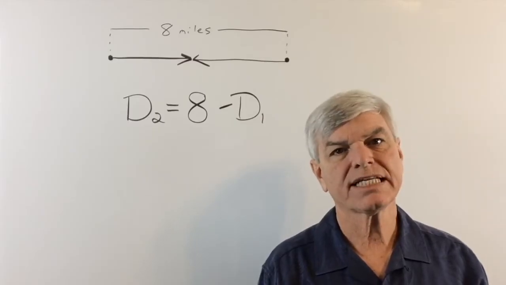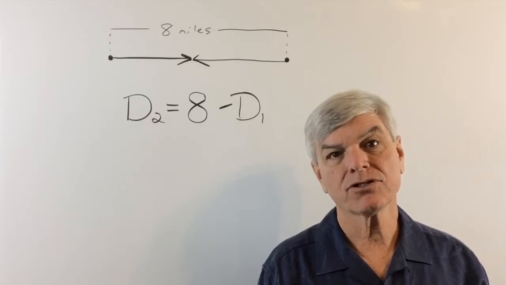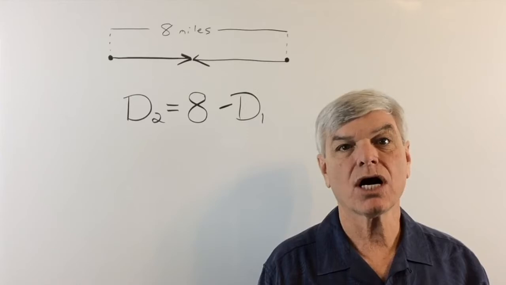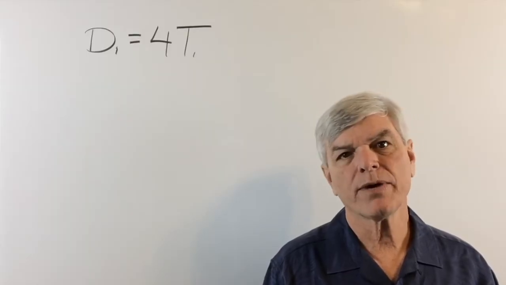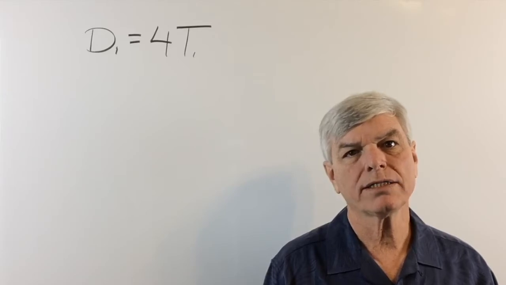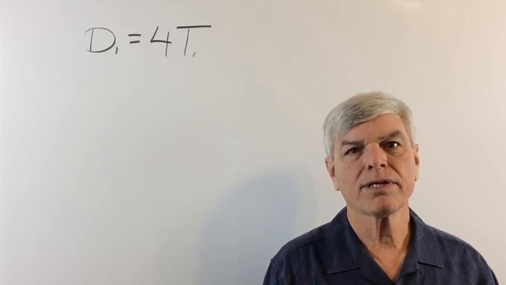And once we have all 6 of these slots filled in, we can start building 2 formulas. The first formula will be D1 equals R1 times T1. And I think it's pretty simple to see that if D equals R times T, then looking at jogger 1 now, D1 equals 4 times T1. Let's write that on the board. Just like that, and so we have a formula for jogger number 1. Now let's put together a formula for jogger number 2.